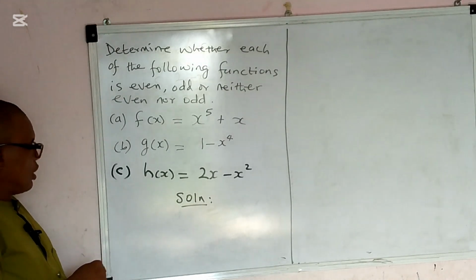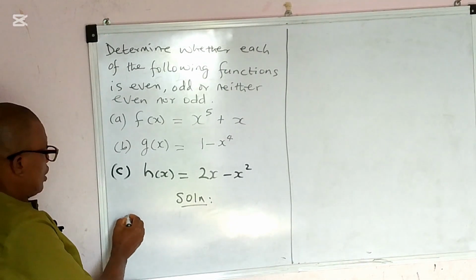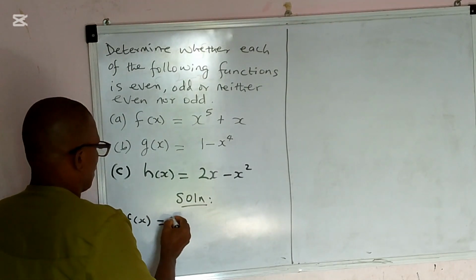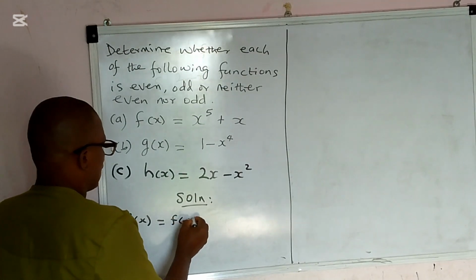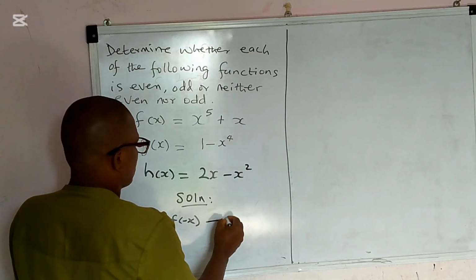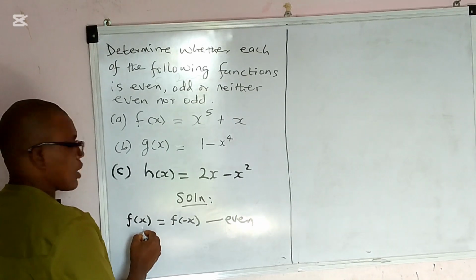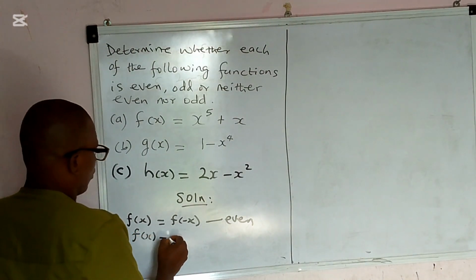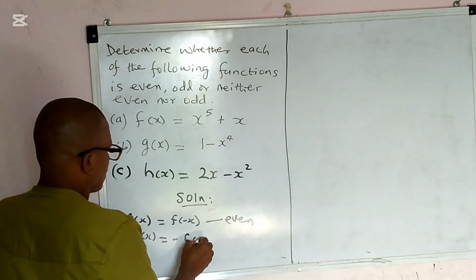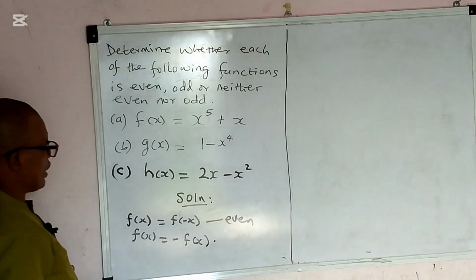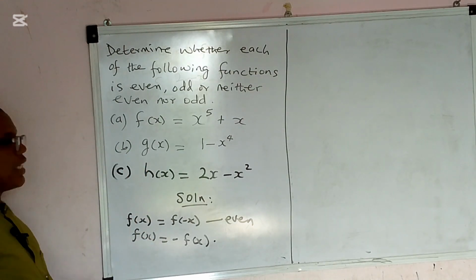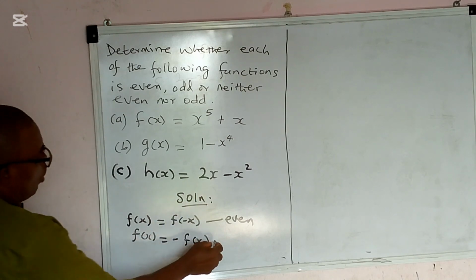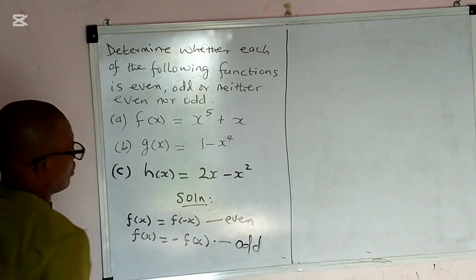Of course, you recall that a function is even if f of x is equal to f of minus x. And a function is said to be odd if f of x is equal to minus f of x. So we want to classify these functions according to whether they are even, odd, or neither even nor odd.